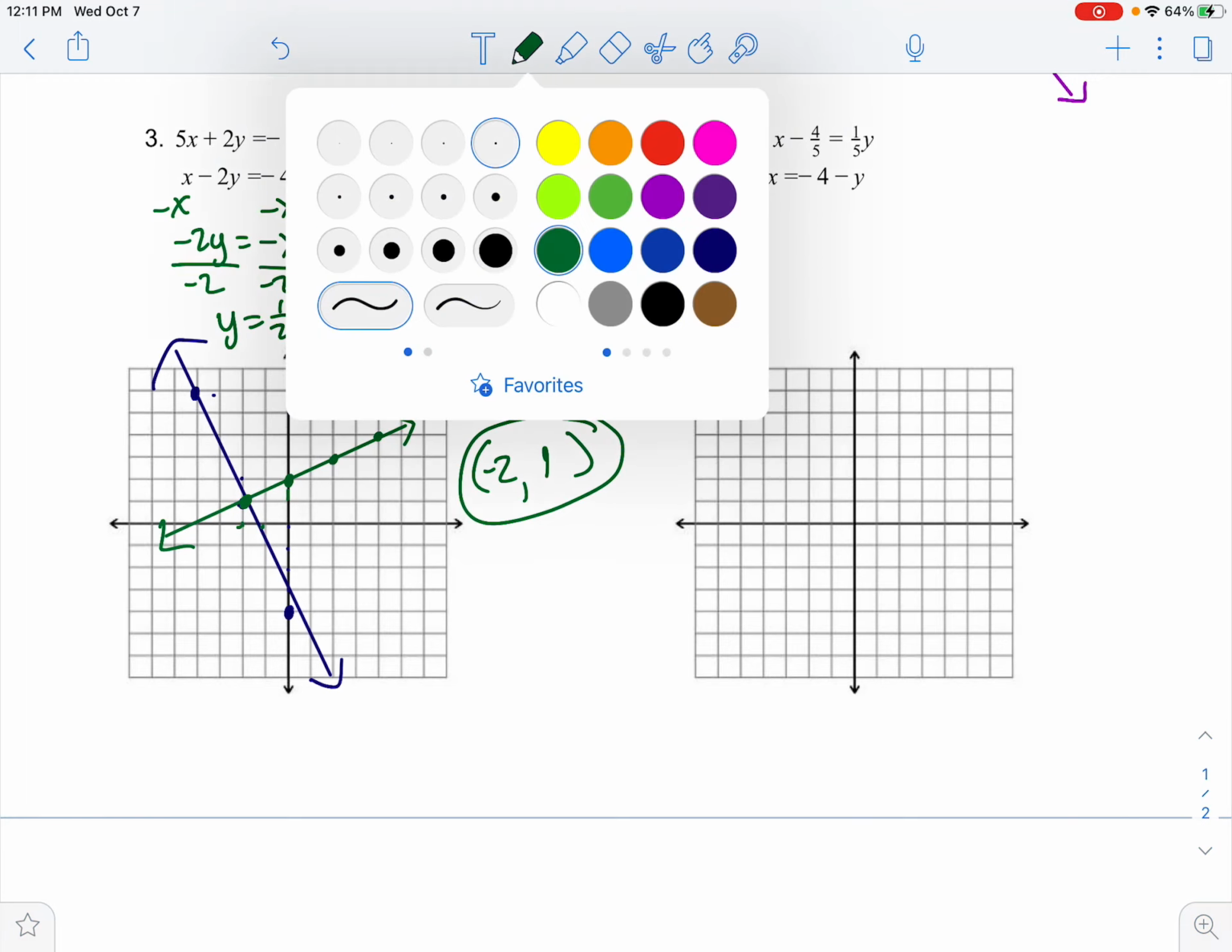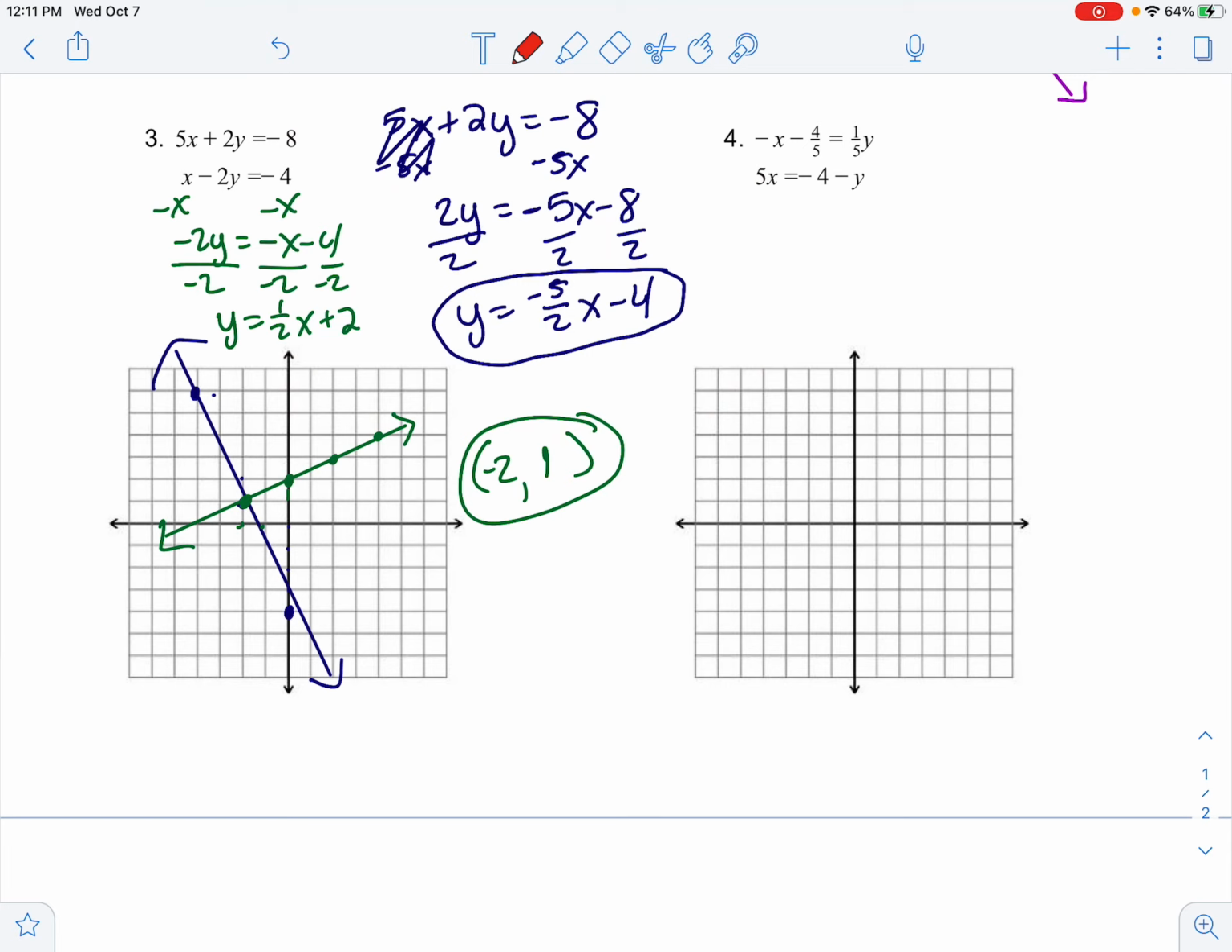All right, so that first equation looks a little crazy, right? I got fractions. I don't want to graph fractions. My starting point, a fraction, that's yucky. So let's solve for y and see what happens. But how would I get rid of fractions? We're going to multiply by the denominator. So I'm going to multiply both sides. They have the same denominator. I'm going to multiply both sides by 5.